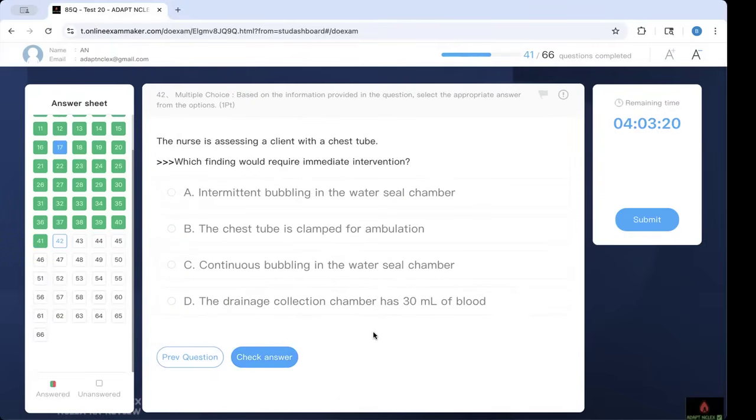A nurse is assessing a client with a chest tube. Which finding will require immediate intervention? Intermittent bubbling in the water seal chamber. What do you think? The chest tube is clamped for ambulation. Continuous bubbling in the water seal chamber.